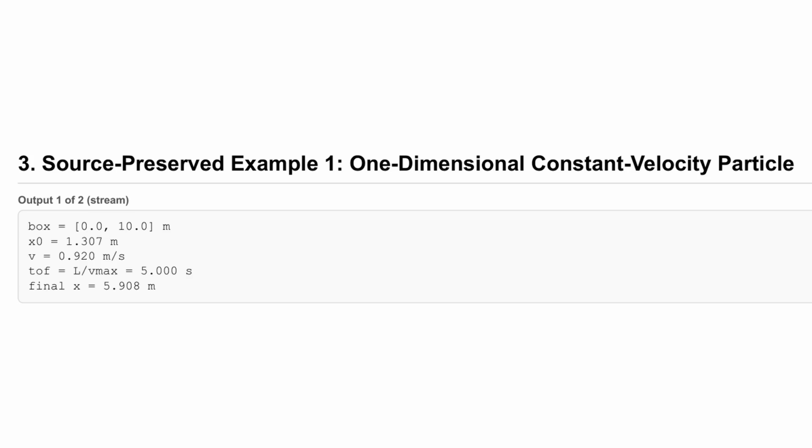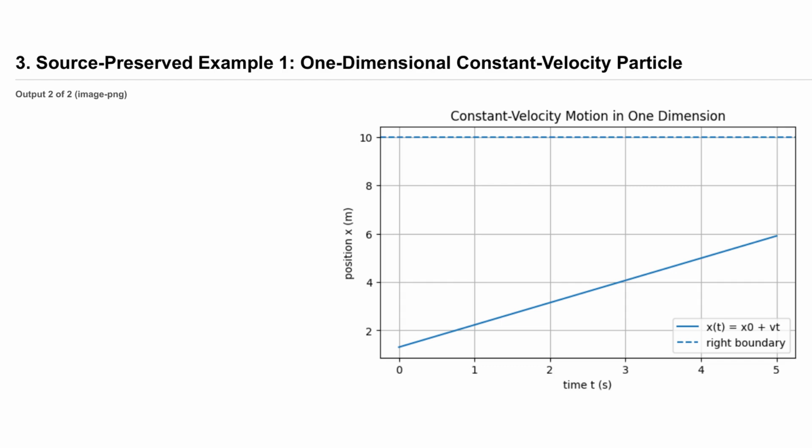The printed output stream confirms our generated parameters, showing an initial position of roughly 1.31 meters and a steady velocity of 0.92 meters per second. Given our maximum velocity constraint, our chosen timescale spans exactly 5 seconds, leading to a final position well within our 10-meter boundary. This static diagnostic plot verifies our calculations before we attempt any animation.